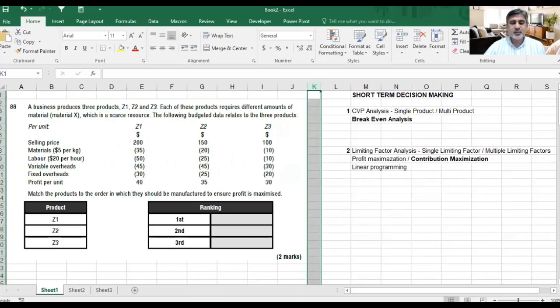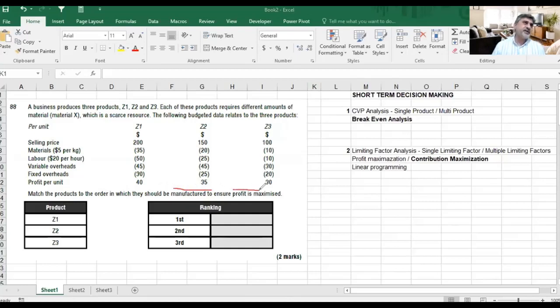And then they ask you, match the products to the order in which they should be manufactured to ensure profit is maximized. We have to maximize the profit, so we cannot make everything. Because material is a limited resource, you have to make your choice. What should I produce first? Of course, you should be producing first which is giving you maximum profit, for example. So they tell you profit per unit is 40, 35, and 30. But what do?